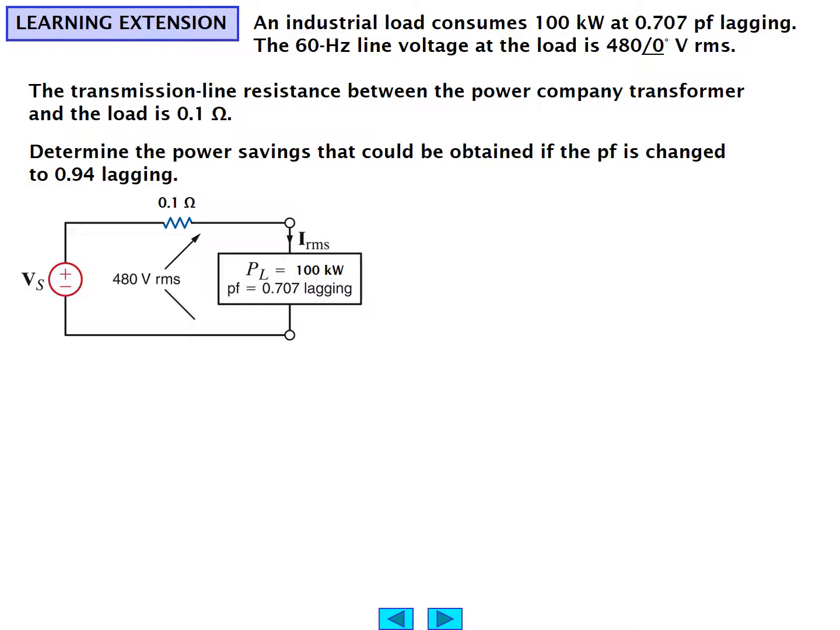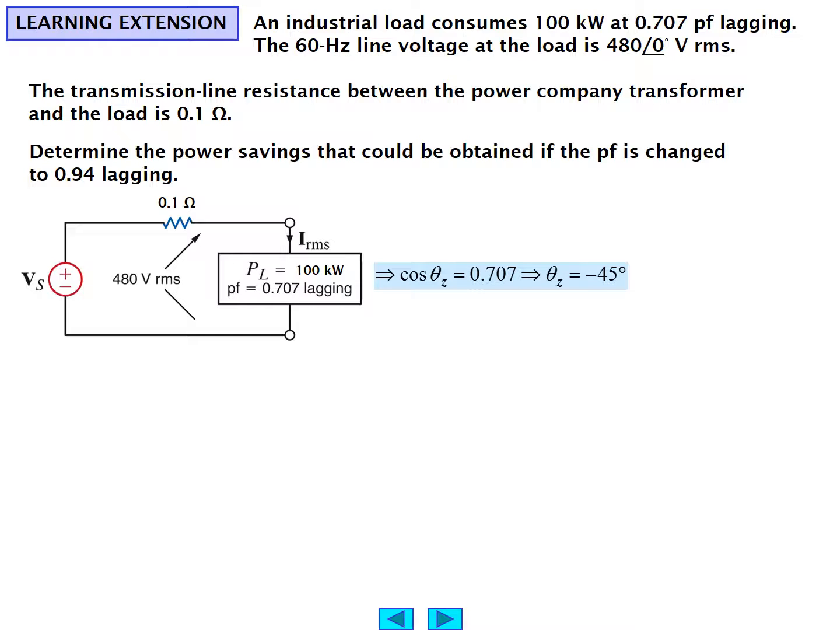As this learning extension has, we have an industrial load that consumes 100 kilowatts at 0.707 power factor lagging. The 60 hertz line voltage at load is 480 volts RMS. In this case, the transmission line resistance between the power transformer and the load is 0.1 ohm. Determine the power factor savings that could be obtained if the power factor is changed from 0.707 initially to 0.9 lagging.